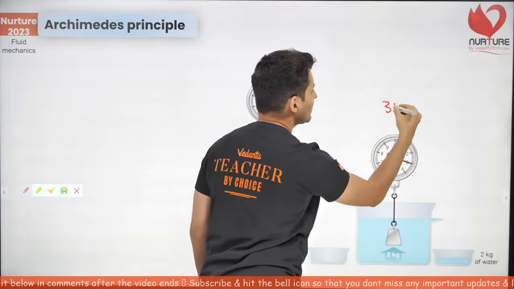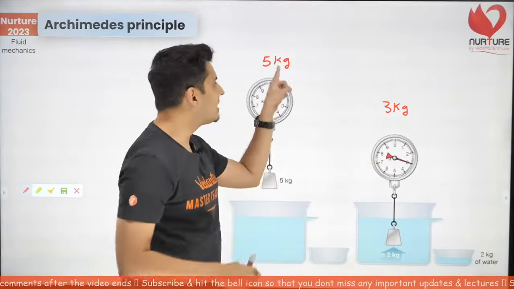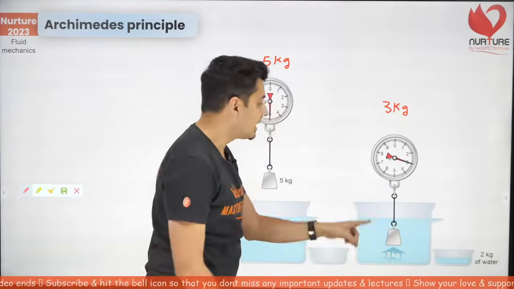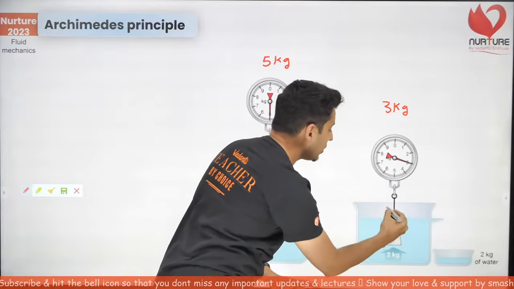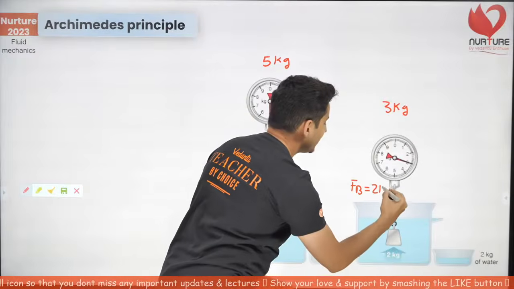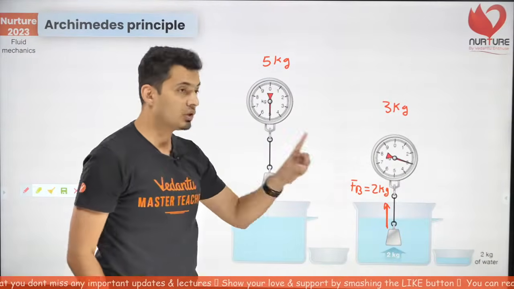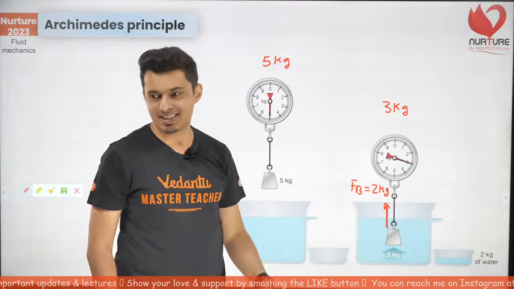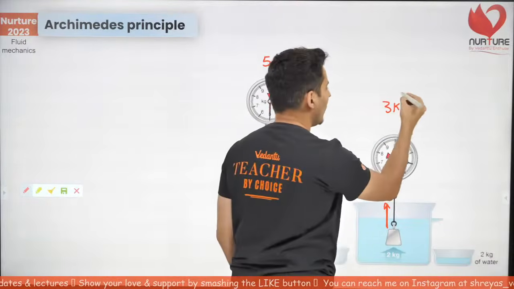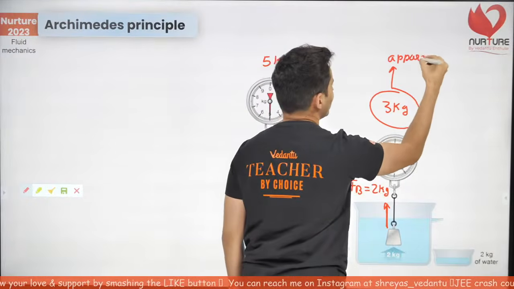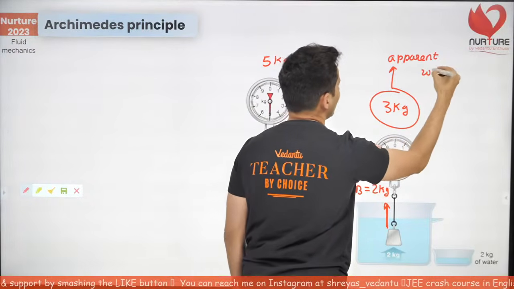Now the reading shown is 3 kg. You can see clearly there is a difference. What is the difference? It is 2 kg. That means on this block over here, there is a buoyant force. How much is the buoyant force? It is 2 kg. There is a 2 kg buoyant force. That's why you are seeing the weight shown is less. This weight is also called the apparent weight.